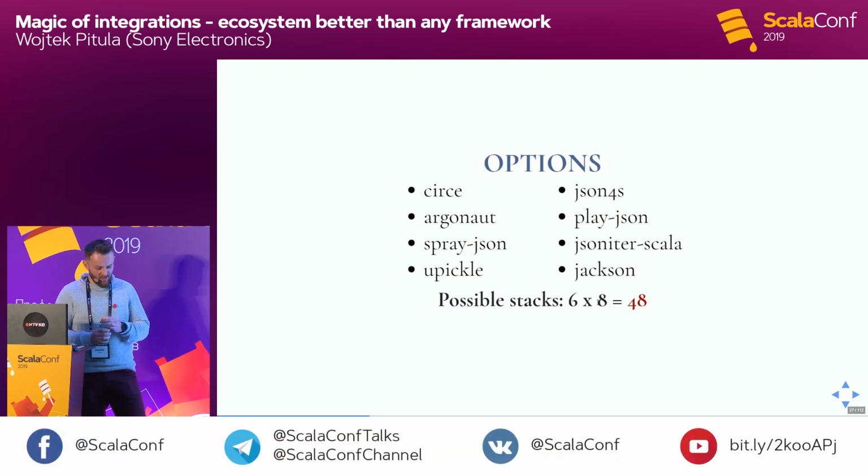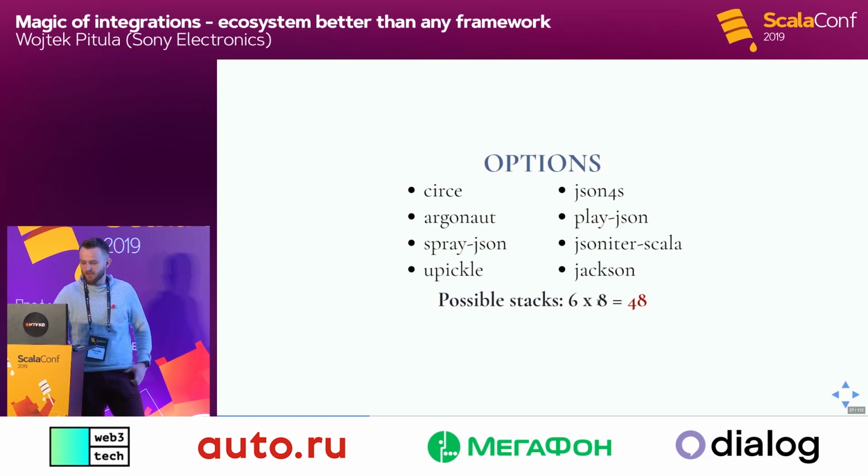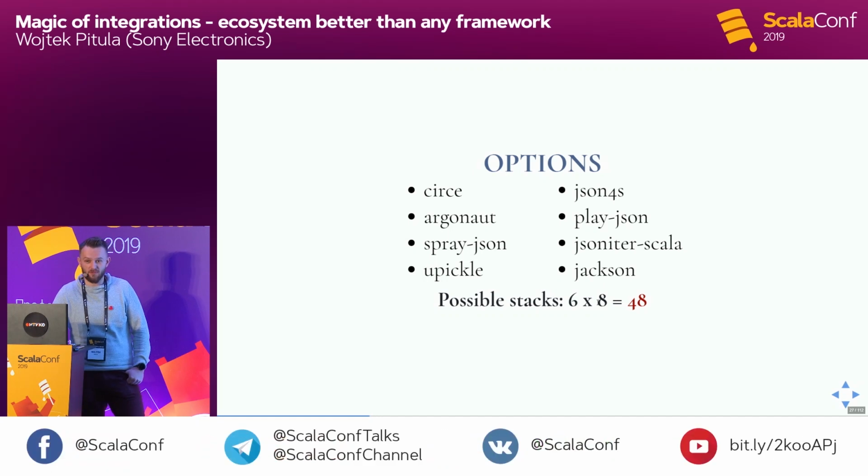And so this 8 survived, kind of. Yeah, and you can see this magical number at the bottom. So right now we have 6 libraries for HTTP, 8 libraries for JSON, and we have only 48 possible composition of those. And I can promise you this number is not gonna be smaller.